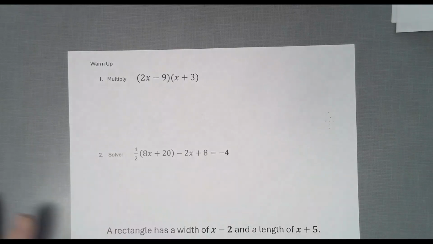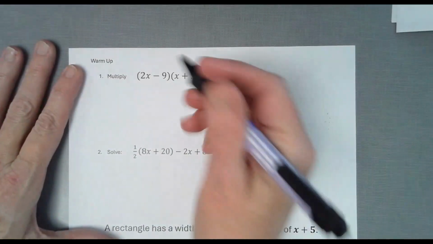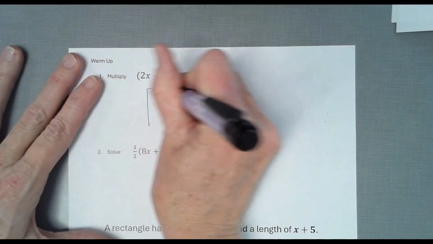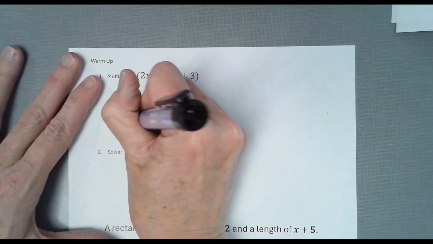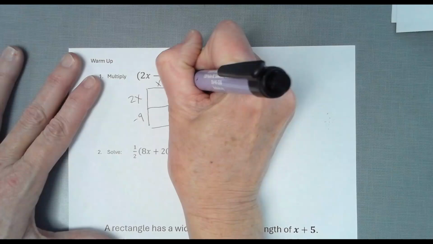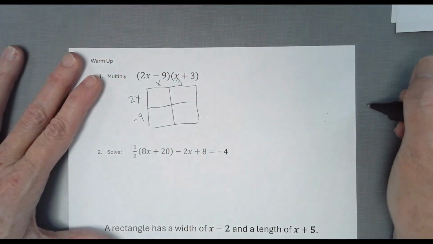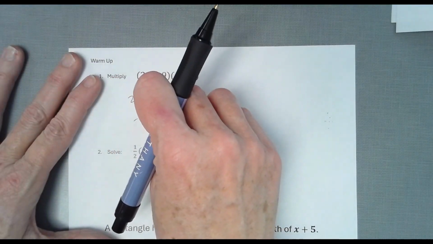Okay. All right, so the first problem, we are multiplying a 2 by 2. So we're going to set up a 2 by 2 box. 2x goes here, negative 9 goes there. X goes here, and a positive 3 goes there. How'd y'all do? Okay, remember, when you first fill the box in, that's when you're adding powers.